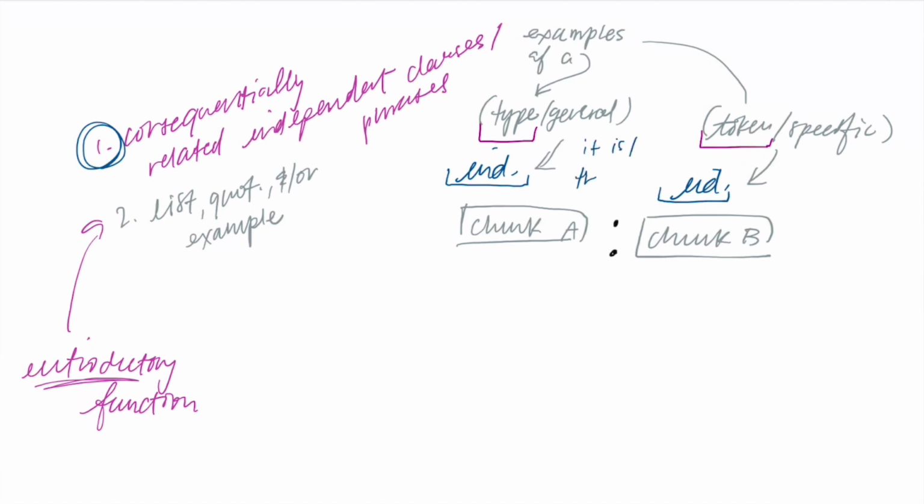When you have this kind of relation, usually the colon can stand in for the phrase "it is" or "they are." Let me give you an example just so it's clear what exactly I mean.